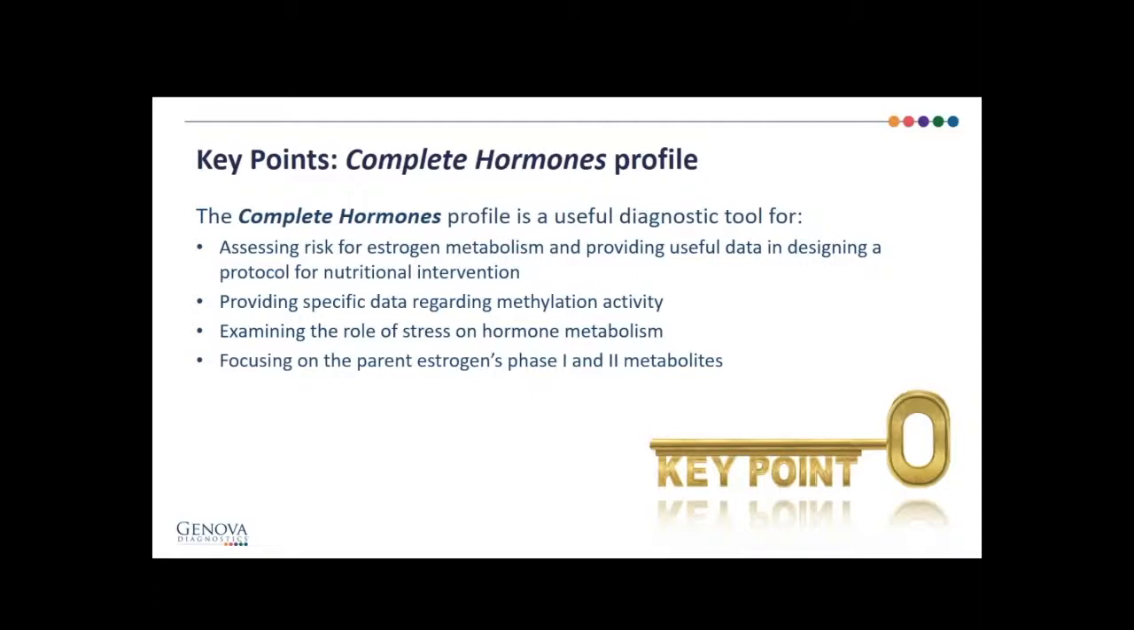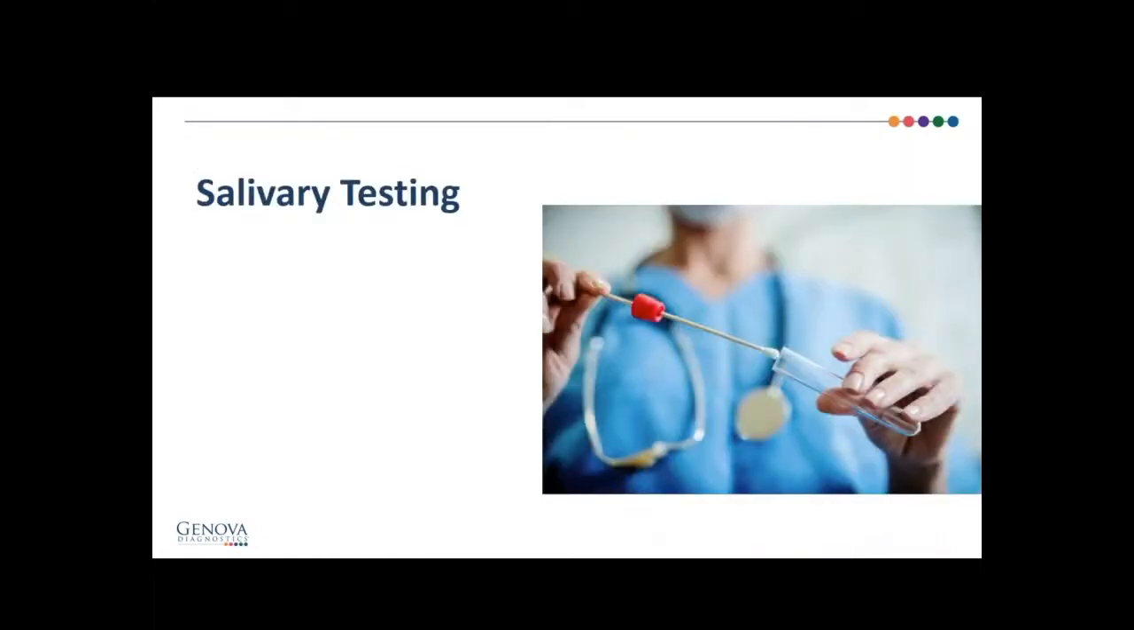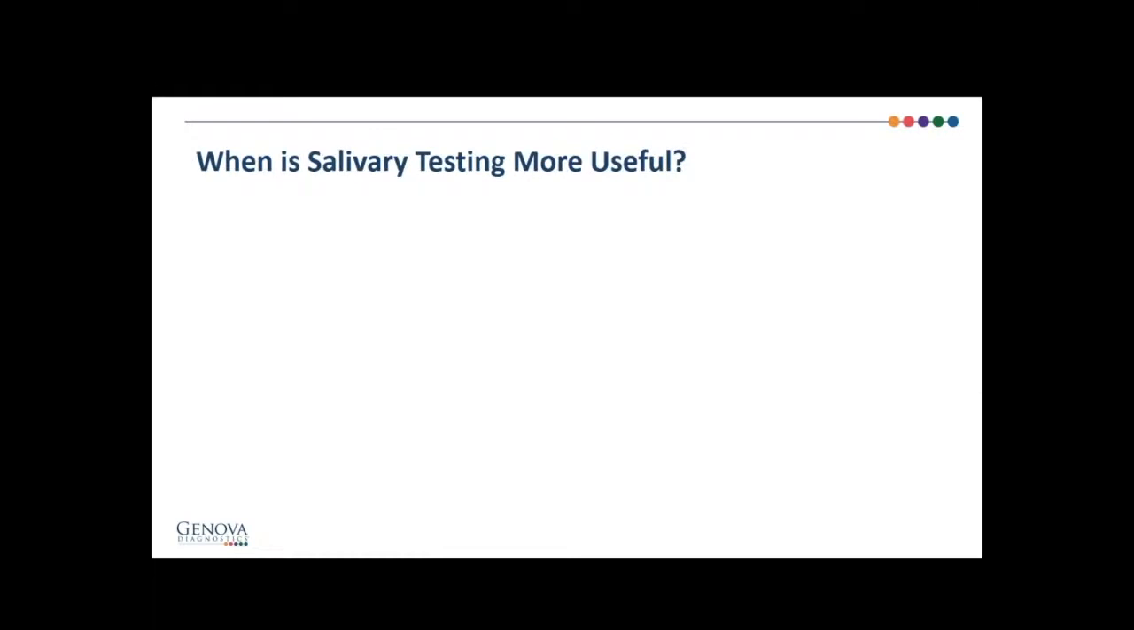It helps us to focus on the estrogen phase 1 and phase 2 metabolites, key findings for risk assessment. It's available as a first morning void or 24-hour collection profile. If the patient is on hormone replacement therapy, I would recommend that 24-hour collection profile. So what about salivary testing? Well, when is it most useful or more useful? Well, remember, saliva tells us about unbound bioavailable fraction of the hormone.